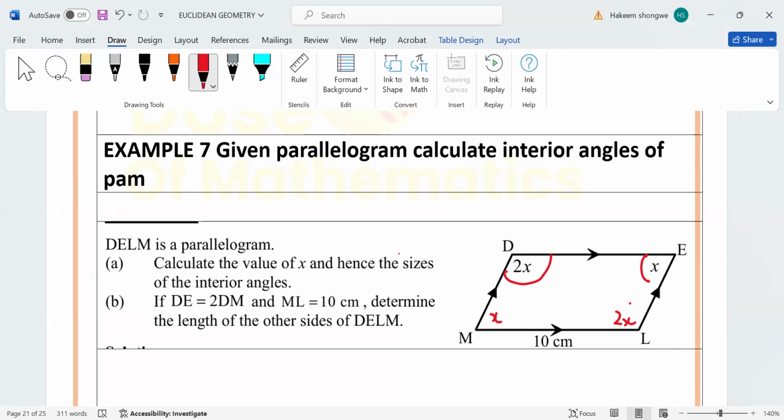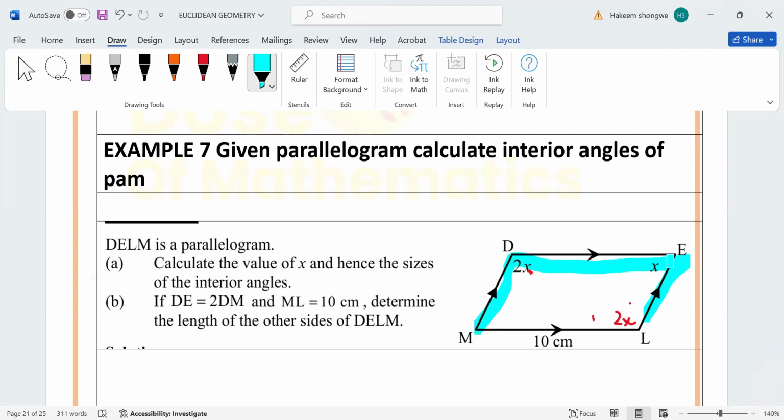So how can we approach such a question? They say DELM is a parallelogram. Calculate the value of x and hence the size of the interior angles. Now, guys, we shouldn't forget our prior knowledge. We shouldn't forget some of the things that we already know. Here's what I know. I know these ones are equal. I know these ones are also equal. But equally so, I know this: remember, this is a parallel line, and this is also a parallel line. What kind of a shape do they form, this thing here?